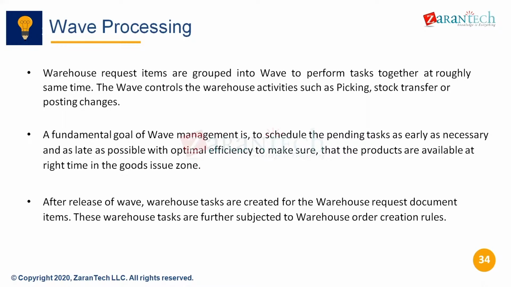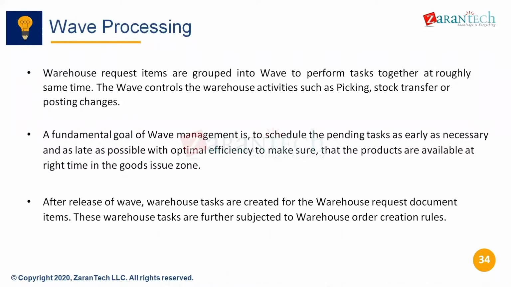Now, what happens in a wave? We group the deliveries and create a task together for more than one delivery. Now, there are two optimizations we achieve here. First, you are not going to create tasks for each delivery independently. You will be grouping them and creating the tasks together.